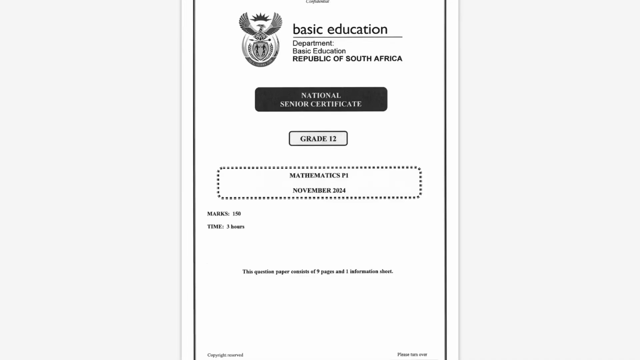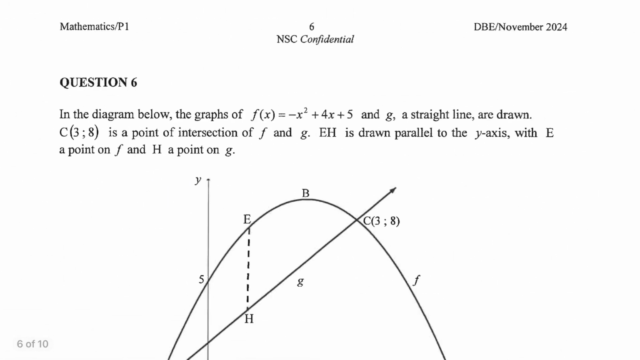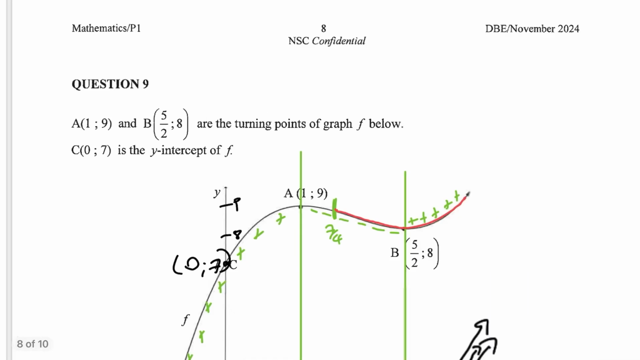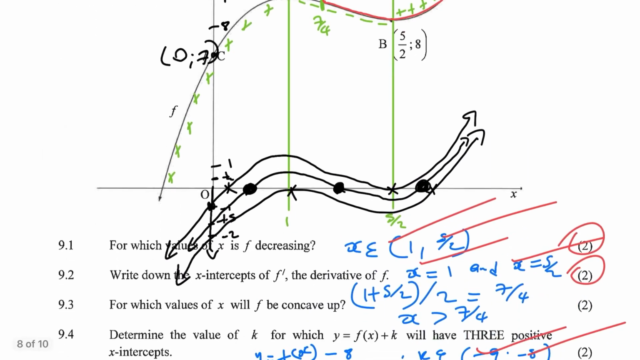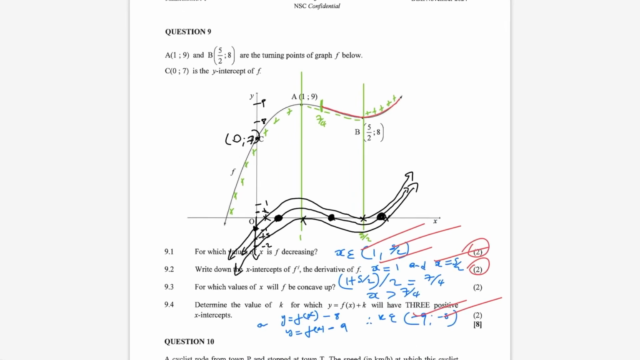So we're still in grade 12, mathematics paper 1, November 2024. However, for this video, we are doing question 9. So we're doing functions, right? You're going to learn a lot about how to answer very critical questions about functions.